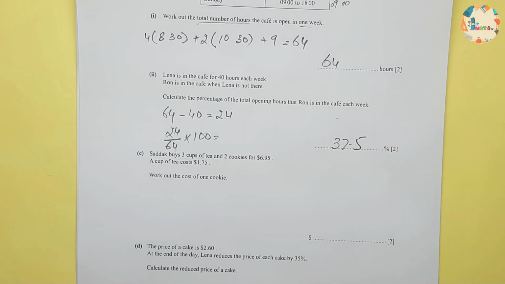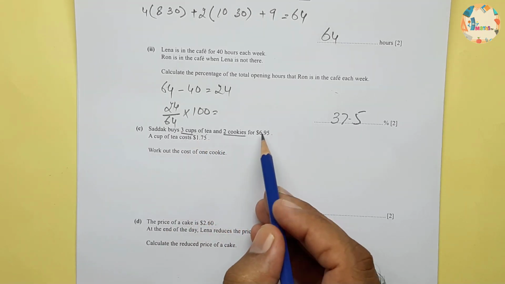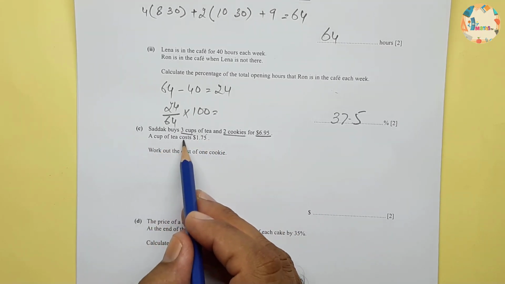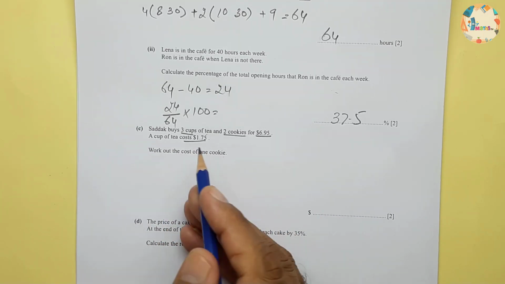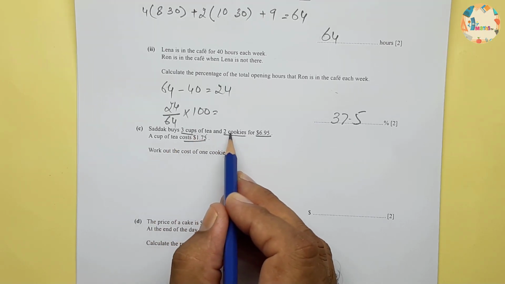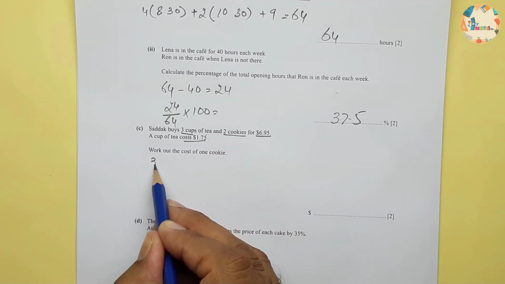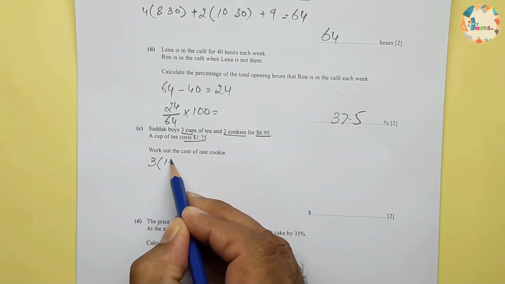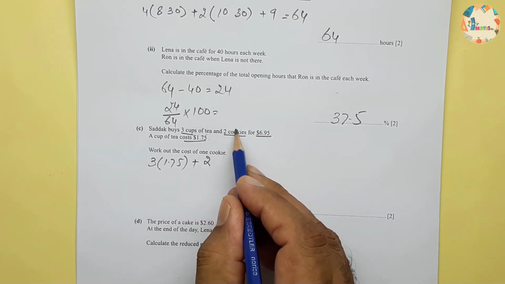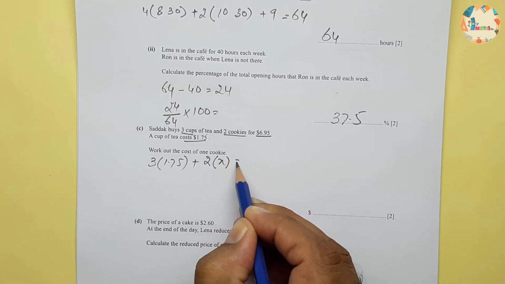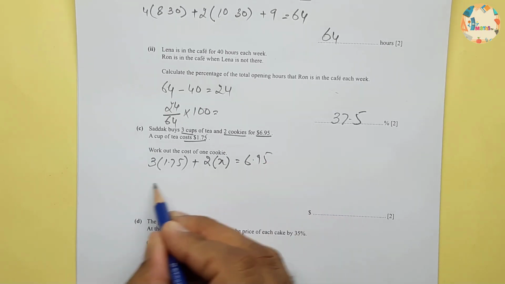37.5%. Sadak buys 3 cups of tea and 2 cookies for this much. A cup of tea costs this much. Work out the cost of a cookie. So if we write the equation, 3 cups of tea and 2 cookies, so 3 and 1 cup of tea is this one, 1.75, plus 2 cookies, and we do know the price of cookies, so we can write x costing 6.95. So this will be our equation.